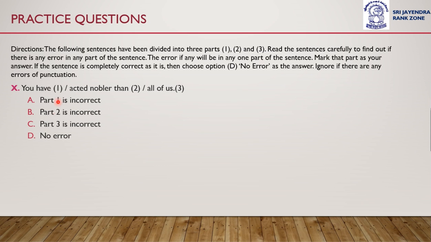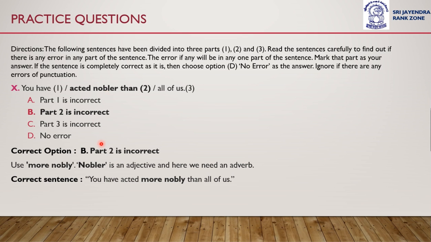Question number 10. You have acted nobler than all of us. Can we use nobler in this sentence? No, we cannot use nobler because nobler is an adjective. So part 2 is incorrect and the correct answer is B.